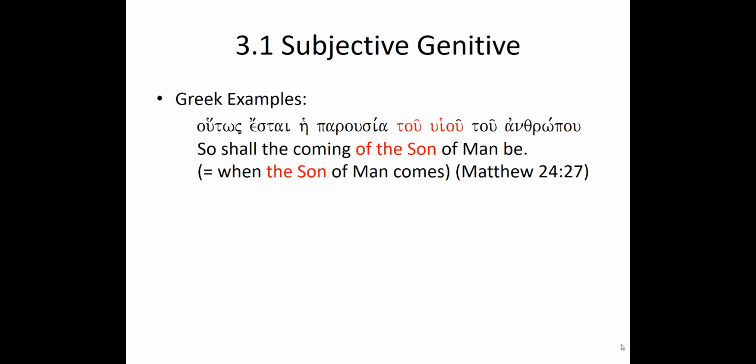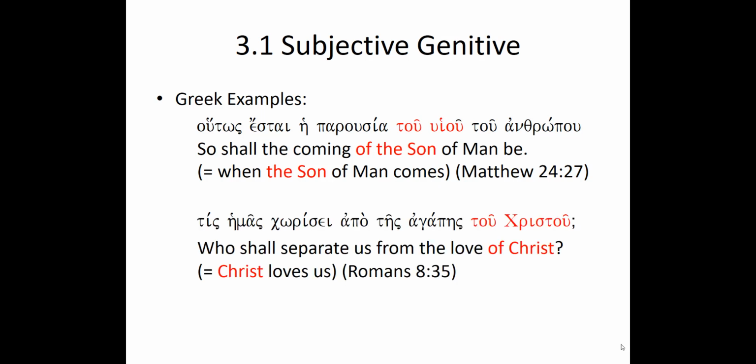Hutos estai he parousia tu huiou tu anthropou. So shall the coming of the Son of Man be. So the head noun is the coming, he parousia, and then the Son is doing the coming, so we would say tu huiou is a subjective genitive. The Son of Man is doing the coming.